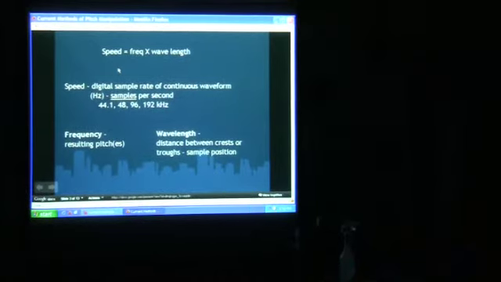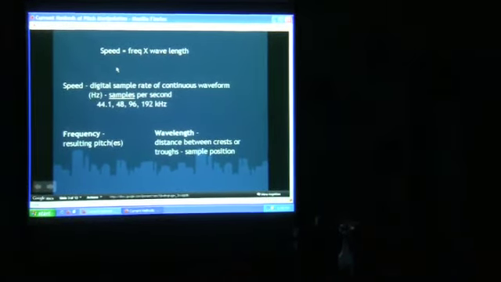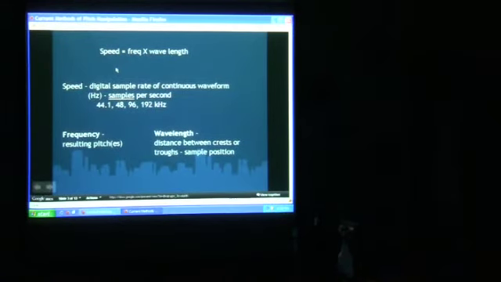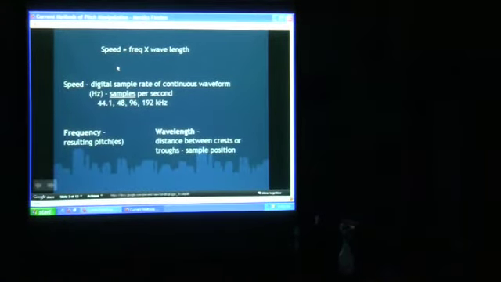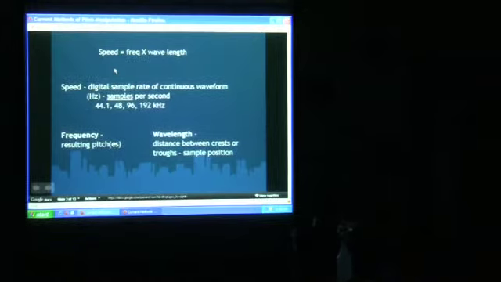What helps me is to remember that speed is not going to really change here anymore. Where we would change speed, we're now going to be able to manipulate the wavelength using samples. So speed usually should stay fixed at one of those rates.